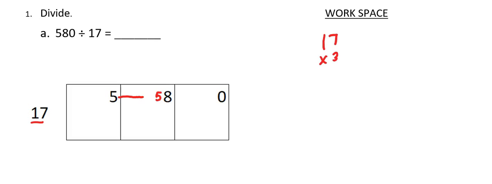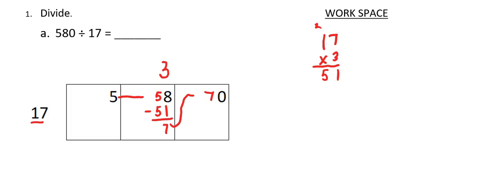So 17 times 3. 3 times 7 is 21. 3 times 1 is 3, plus 2 is 5, so 51. And 51 is pretty close to 58. I know I couldn't get another group of 17 out of that, so I'm going to stick with 51. So that's 3 groups of 17, and I will subtract the 51. 8 minus 1 is 7. And I'll bring that leftover, or remainder, into the next box.